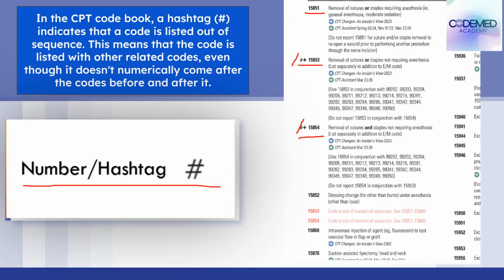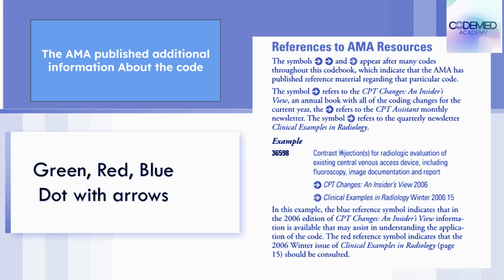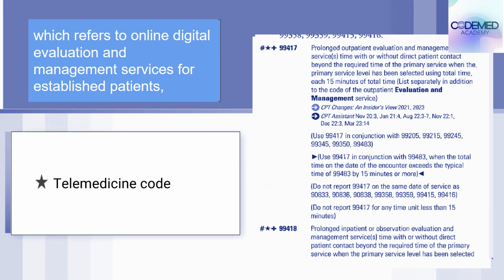Now the two triangles facing each other mean there is new or revised information about the code. The green, red, blue dot with arrow, it looks somewhat like this, and it is symbolized by three different colors. It means the American Medical Association published additional information about the code. Now the telemedicine code is symbolized by the star. It refers to online digital evaluation and management services for established patients.